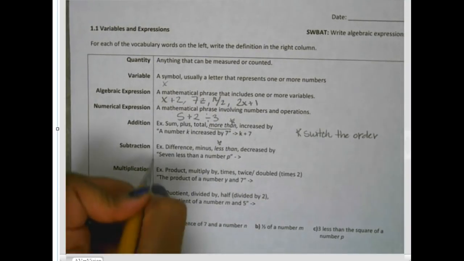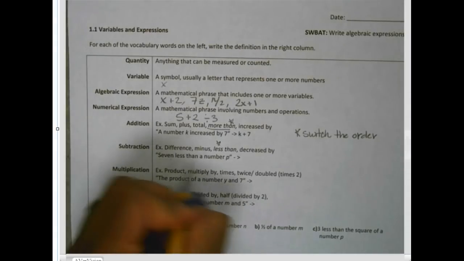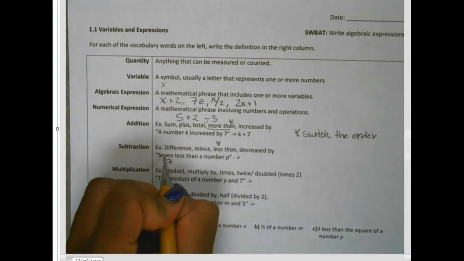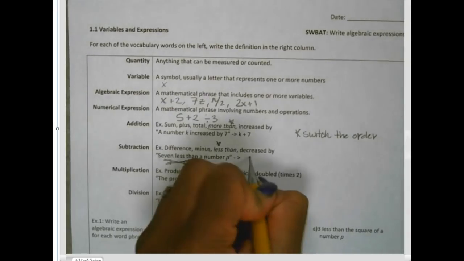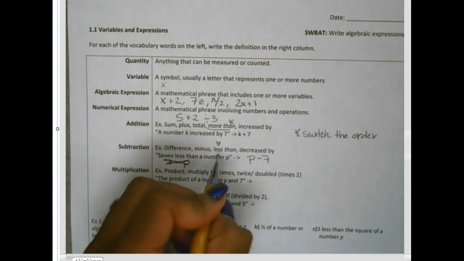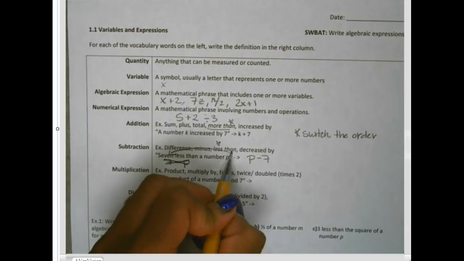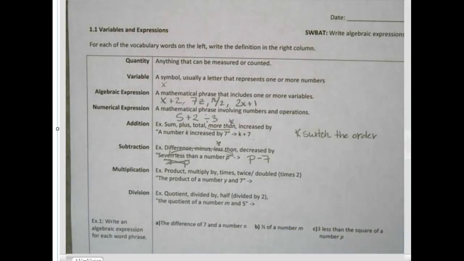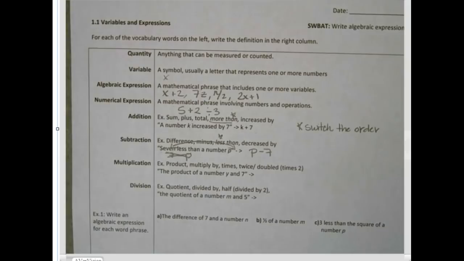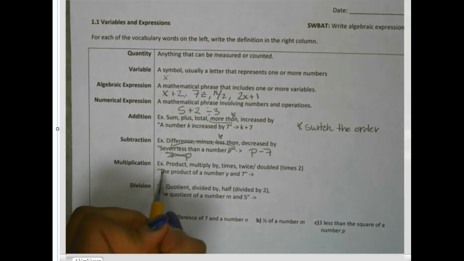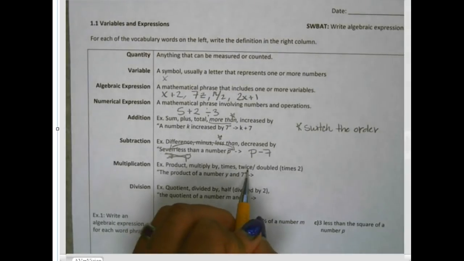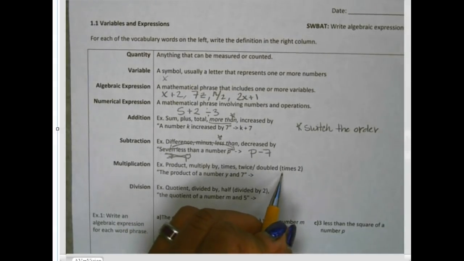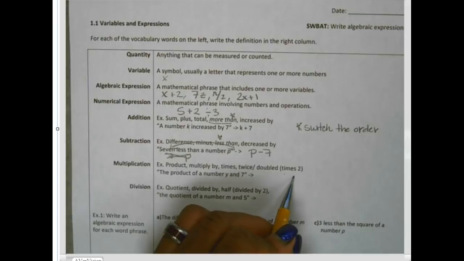Switch the order. So here, where it says 7 less than P, instead of doing 7, because that came first, less than P, no. You're going to do P minus 7. Switch the order. Anytime you have less than and more than, you're going to want to switch the order for me. Now, multiplication. Keywords: product, multiply by, times, twice, and doubled, because that's like saying times 2 for that one.